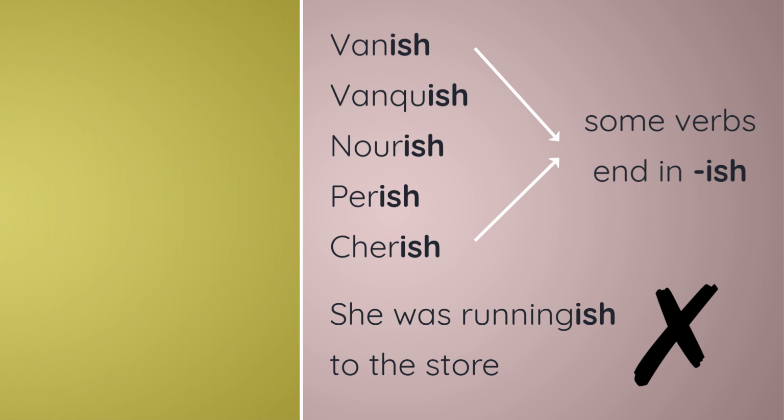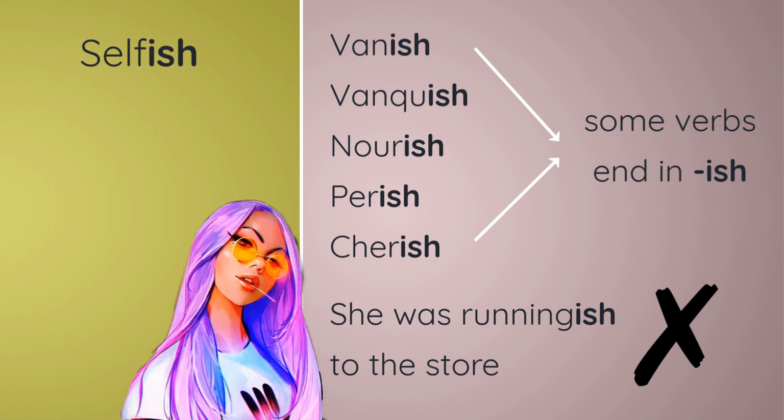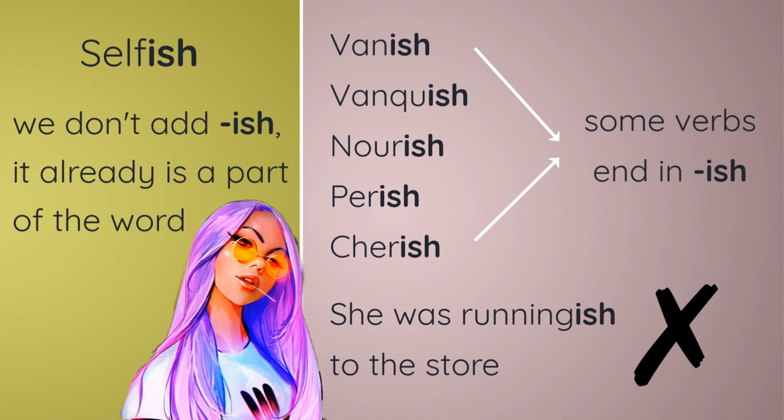And I should also mention there is a couple of adjectives that end in ish naturally. So for example, selfish. We don't add ish to selfish. It already is a part of the word. But in general, we can add ish to adjectives to change the meaning to sort of or a little, somewhat.